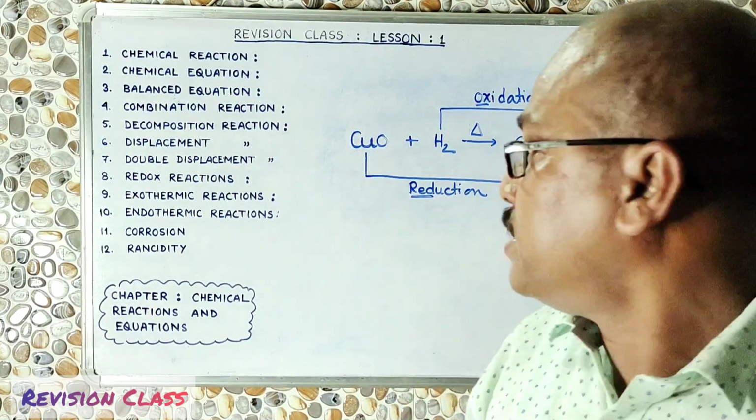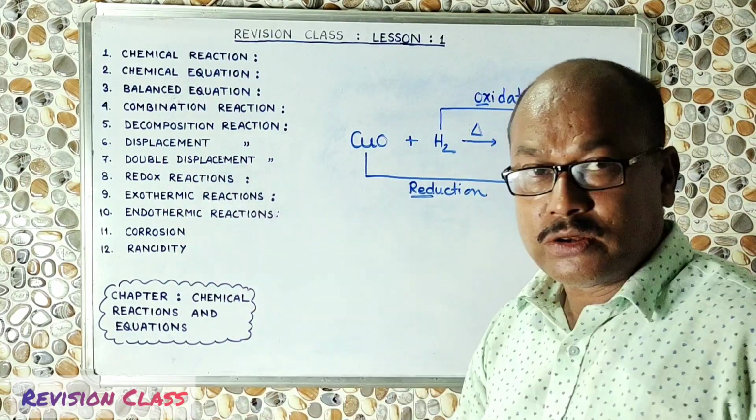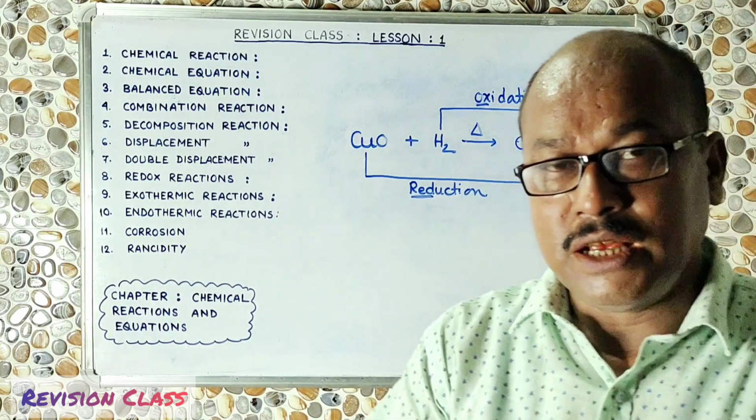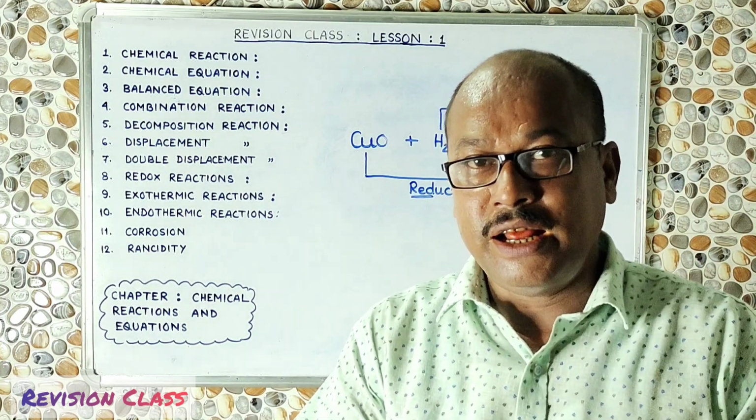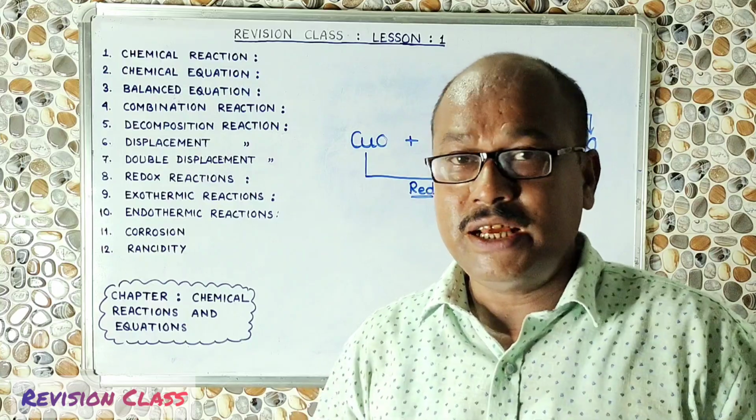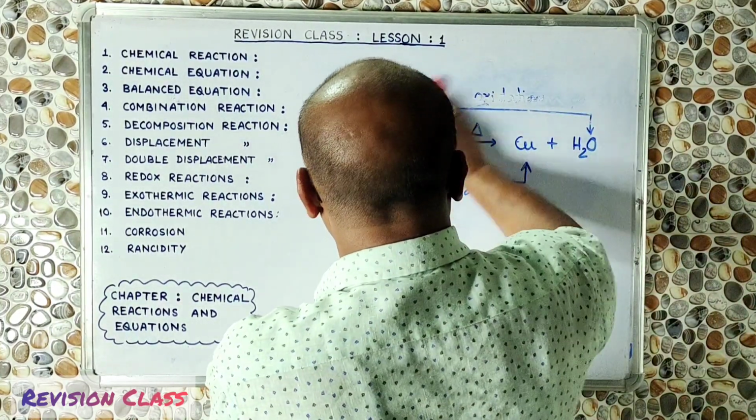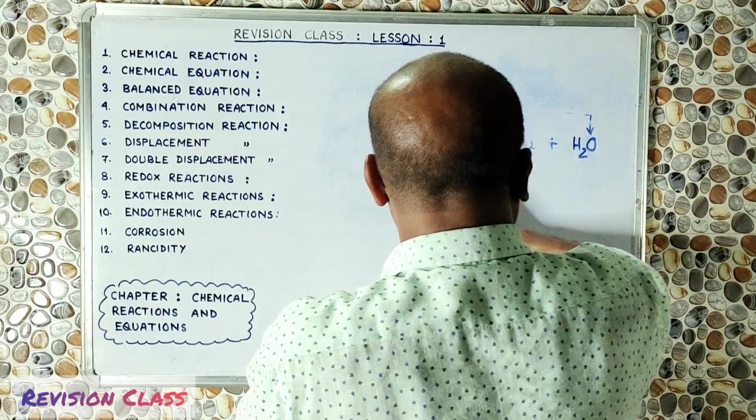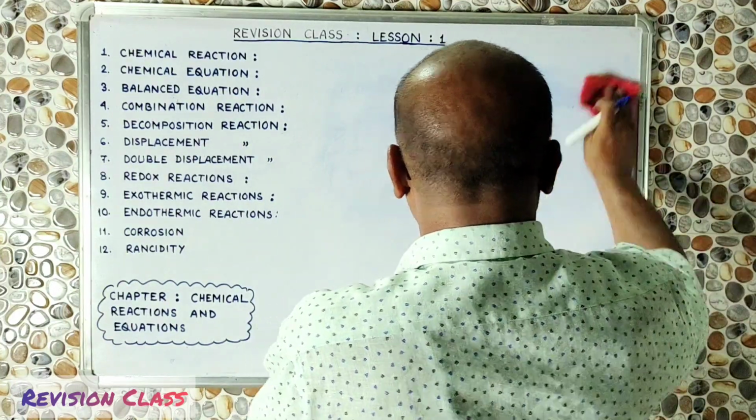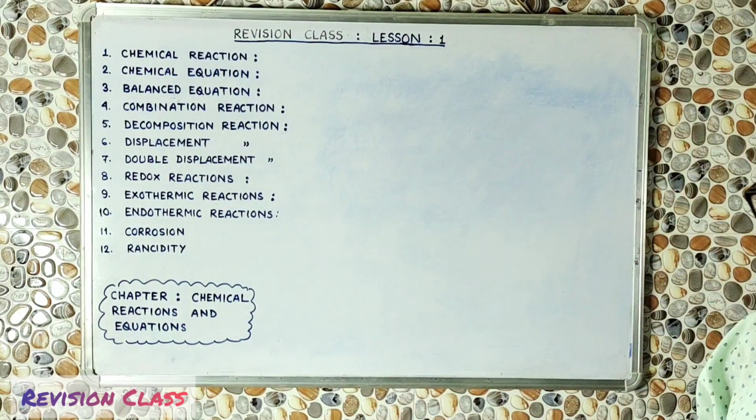So what is a redox reaction? That was the point to discuss. Redox reactions are the chemical reactions in which both oxidation and reduction take place simultaneously. After redox reactions, we are coming to see two types of reactions, and they are exothermic and endothermic reactions.